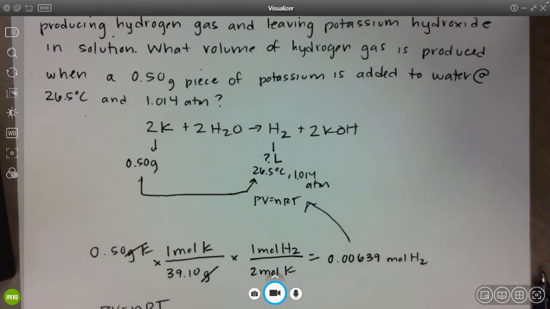Okay, so with that, you're going to want to try some problems. We are going to be having a lab on this where you're going to be having to do some stoichiometry and doing some figuring to figure out how much of a gas you're going to produce.